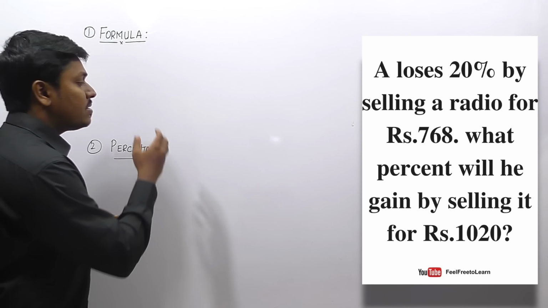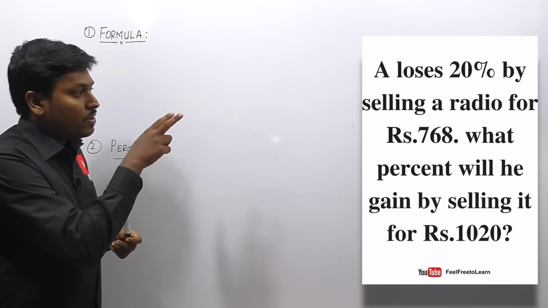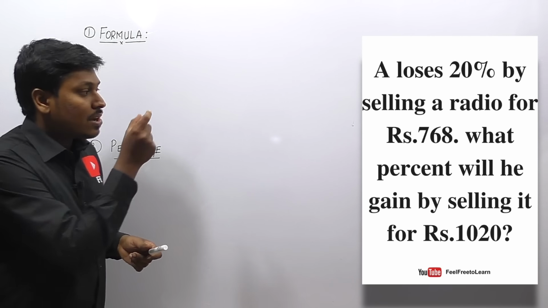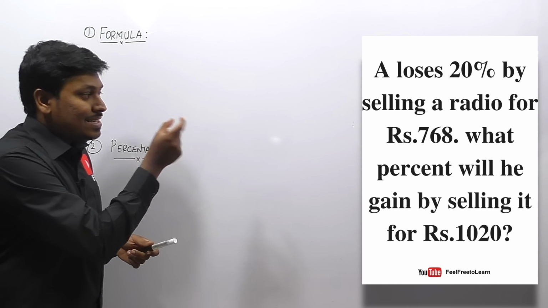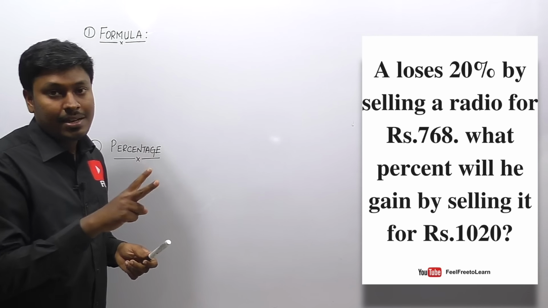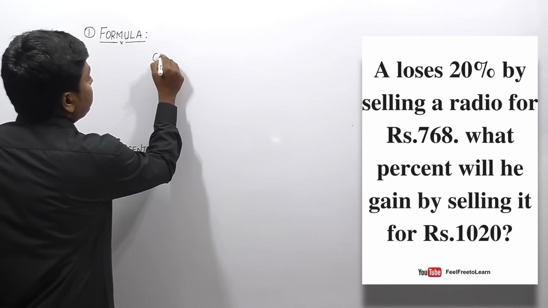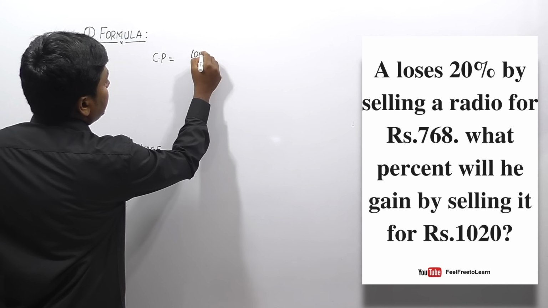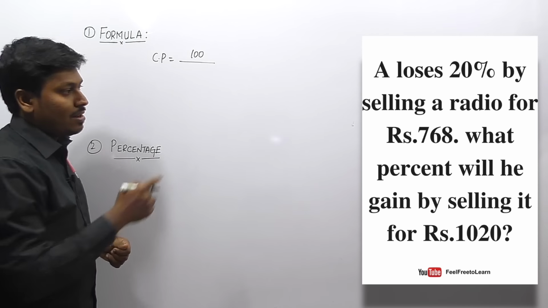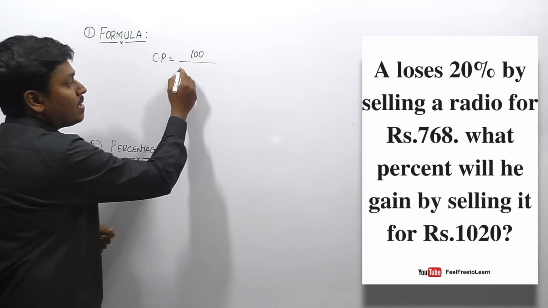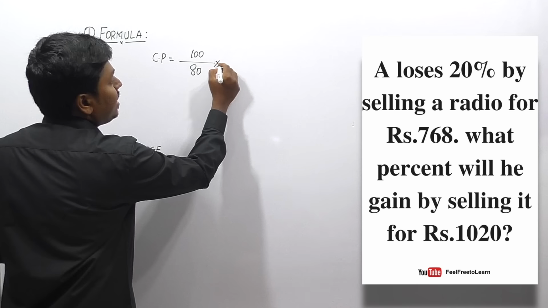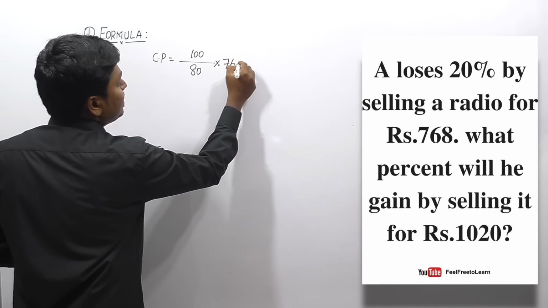If he sold it for 1020 rupees, our target is to find the gain percentage. So friends, let me solve this question by the formula method. First of all, by using the first two data, that is loss 20% and 768 as the selling price, let me find the cost price of the radio. So cost price is equal to 100 divided by 100 minus loss. Loss is 20%, so 100 minus 20 will be 80. So 80 into the radio cost will be 768.